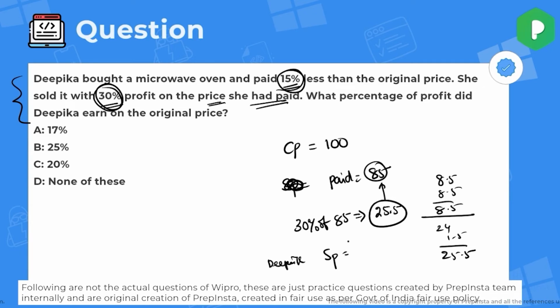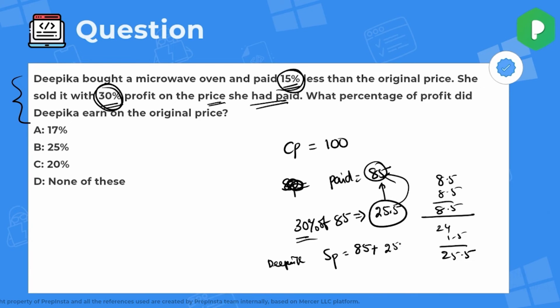So Deepika is selling the product at 30% profit. She already invested 85 rupees and she is getting 30% profit on 85 rupees, which is 25.5. Adding 85, this one, and 25.5 gives 110.5 rupees. This is the selling price. And he is asking what is the percentage of profit she earned on the original price.